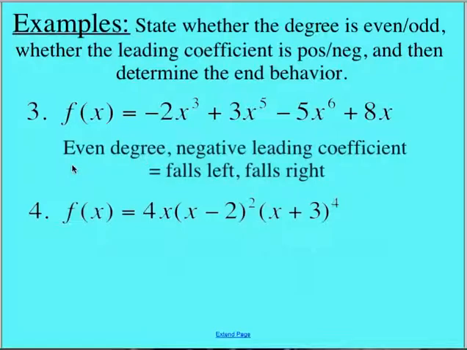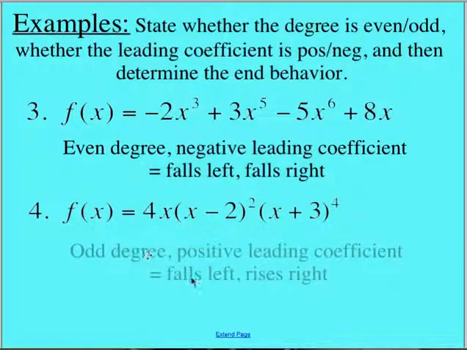In number 4, I changed it up a bit. I wrote it as a product of its factors. And so remember, to figure out the degree, you have to add the exponents. So this would be x to the first, so there should be a 1 there. And then plus 2 is 3, and then plus 4 is 7. So this is going to be an odd degree because it's 7th. The leading coefficient will always be what's out in front, so it's +4. So odd and positive would mean that it's falling left and rising to the right.